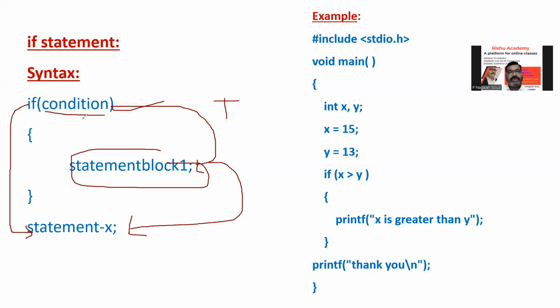So based on the condition, we are taking the decision whether to execute statement block 1 or not. The if statement simply consists of a condition. It helps us to take the decision whether to execute statement block 1 or not. If the condition is true, then execute statement block 1. After that, go to statement X. If the condition is false, directly go to statement X.